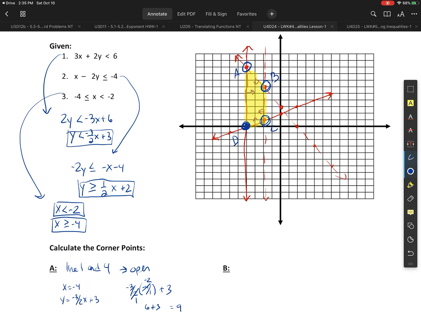6 plus 3 is 9. So my corner here is at -4, 9. For corner B, I again have line 1, but here I have line 3. It is open. Now I got x equals -2 and y equals -3 over 2 x plus 3. y equals -3 over 2 times -2 over 1.